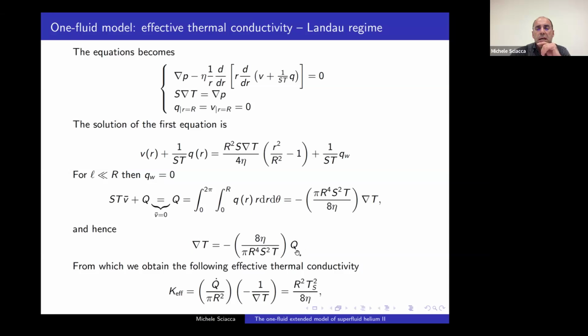So for the gradient of T in the absence of vortices, of course, we are able to find the proportionality between the gradient of T and Q. In some sense, we have this macroscopically because we have integrated across the channel. So this is a macroscopic expression which relates the gradient of T and the external applied flux to our tube.